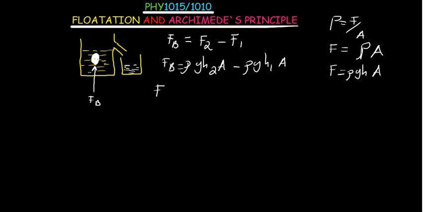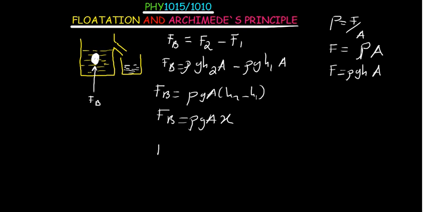So the buoyancy force is going to be equal to, we see everything is the same. What is only differing is the height. This is the height of the water level, or just the object that has been submerged. That is the height that has been submerged in the fluid. So I'll factorize out ρGA and then remain with H2 minus H1. So this will give us buoyancy force being equal to ρGA times (H2 minus H1). Let me put x to represent the difference in heights.